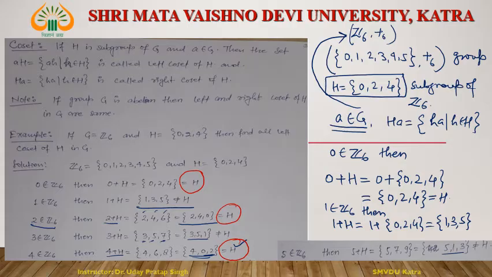We obtain H when the element a belongs to H. It means 0 is an element of Z6, but 0 is also an element of H. 2 is an element of Z6, but 2 is also an element of H. 4 is an element of H. The result says that if a belongs to H, then aH is equal to H. If we form a coset by an element of H, then it is nothing but H. Why? Since H is a subgroup of G.